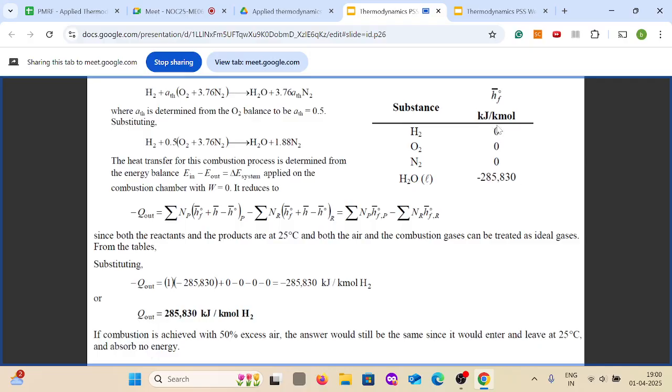So Q out is 285,830 kilojoule per kilomole. So if you want to convert into per kg, divide by molar mass, which is 2. So then you will get 142,915 kilojoule per kg of hydrogen. So next part of the question was, when it reacts with 50% excess air, how much will be the heat generated?